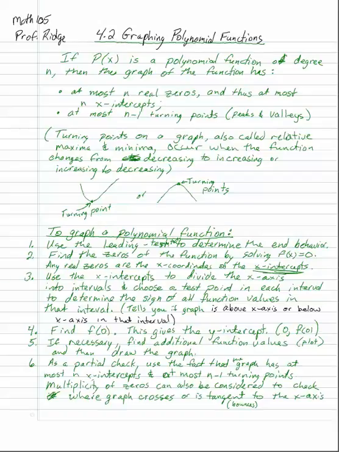Now also, multiplicity of zeros can be considered to check where the graph crosses or is tangent to, touches, or bounces off the x-axis, however you want to say that. And I actually use that in place of step 3. I'm going to use the multiplicities and the end behavior to keep track of where I am on the graph. So I'll show you an example right now.